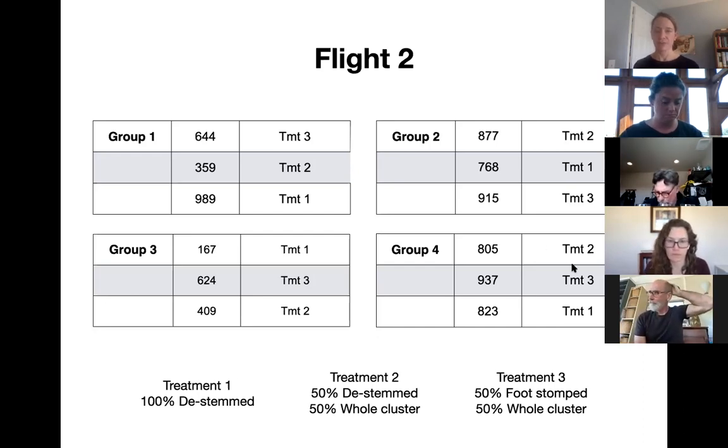If you're in group 4, I have to move my chat box to see. If you're in group 4, 805 was treatment 2, 937 was treatment 3, and 823 was treatment 1.